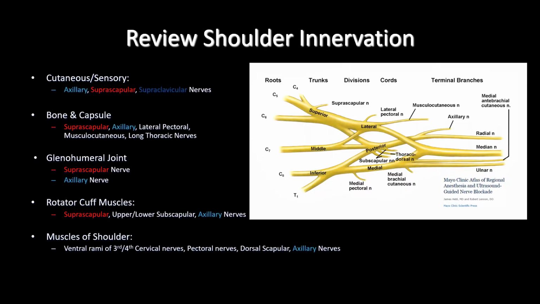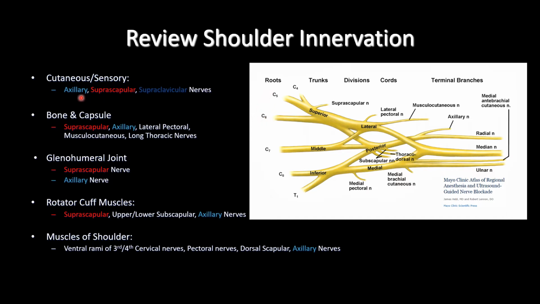Before I take you through sonographic images and start going through the sonoanatomy, I first want to take you on a tour and review the shoulder innervation. As you'll notice in this slide, there are multiple different areas of the shoulder that you need to cover, including the cutaneous and sensory, the bone and capsule, the glenohumeral joint, the rotator cuff muscles, and then the muscles of the shoulder. Essentially, our primary targets for the shoulder are C5 and C6.